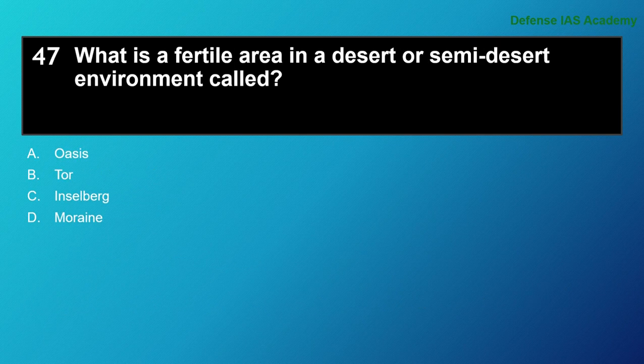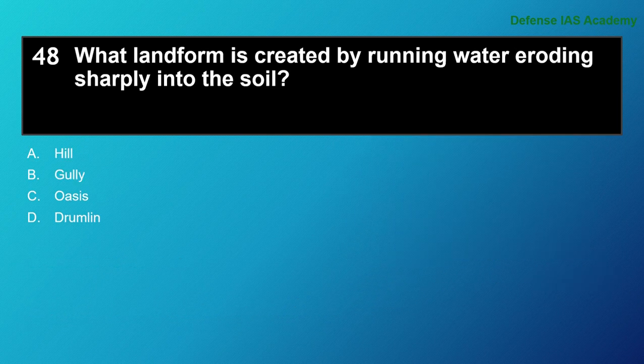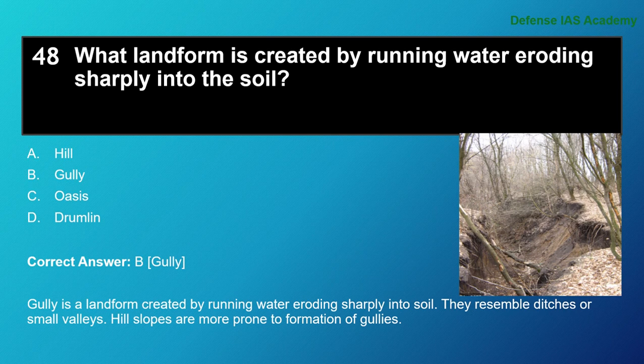Next question 47. What is a fertile area in a desert or semi-desert environment called? So the answer is option A, oasis. Oasis is a fertile area in a semi-desert or a desert environment. They provide habitats for plants and animals in the desert. The word oasis actually means a dwelling place. So where it provides a habitat for the plants and animals, it is called a fertile area in the desert environment.